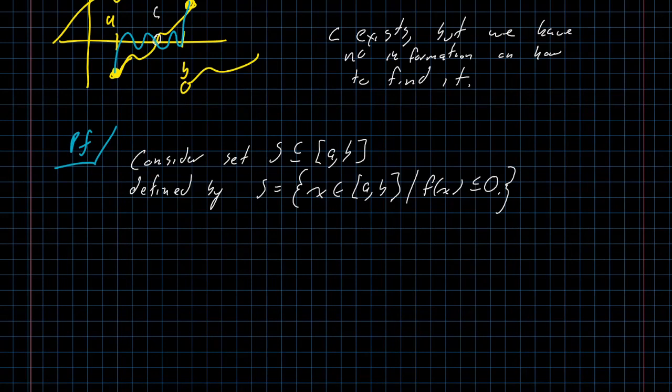So if we look at the yellow curve up here, it's going to be all of these values. If we look at the blue curve, it's going to be this bit, and that bit, and that bit, and that bit. One of those things has to happen.